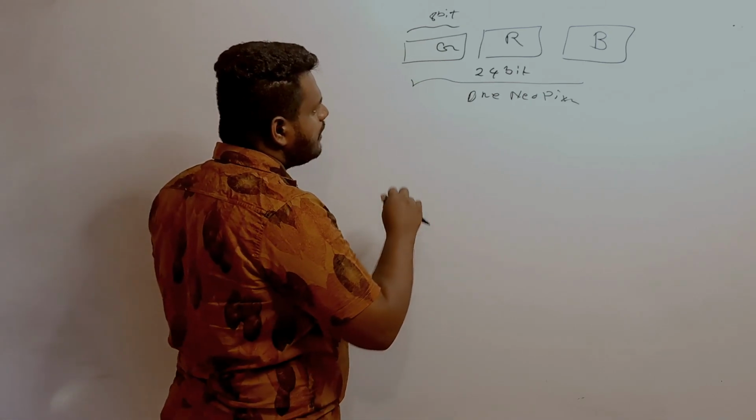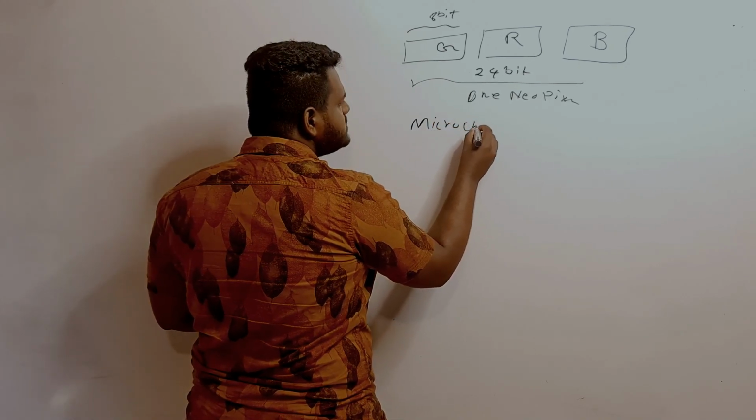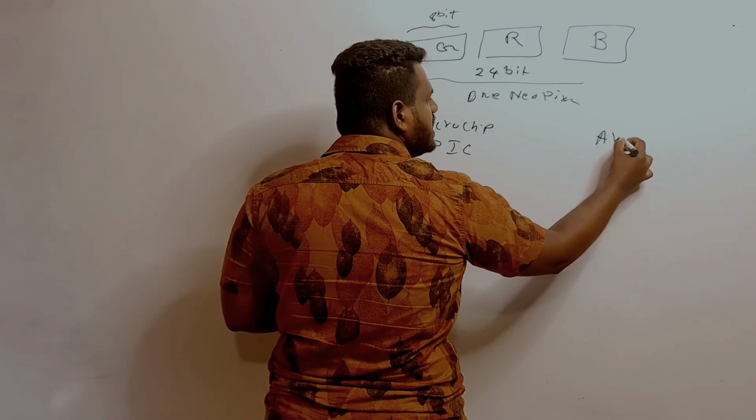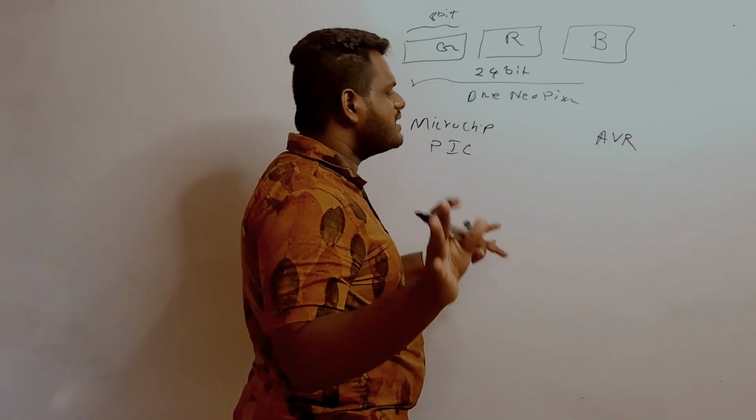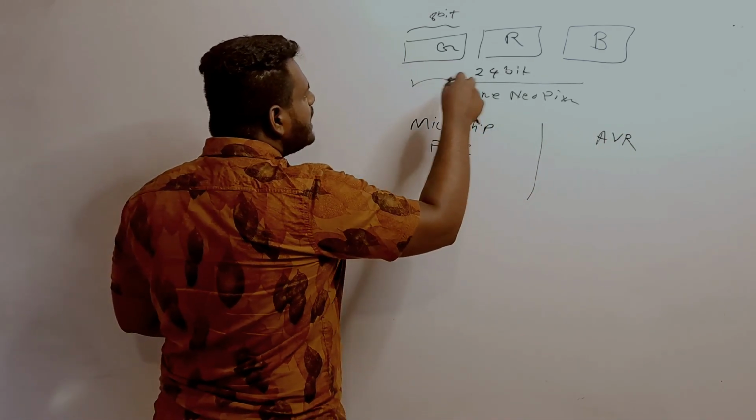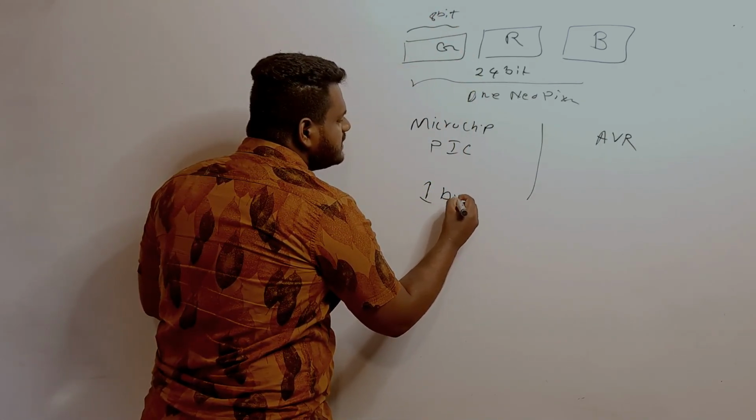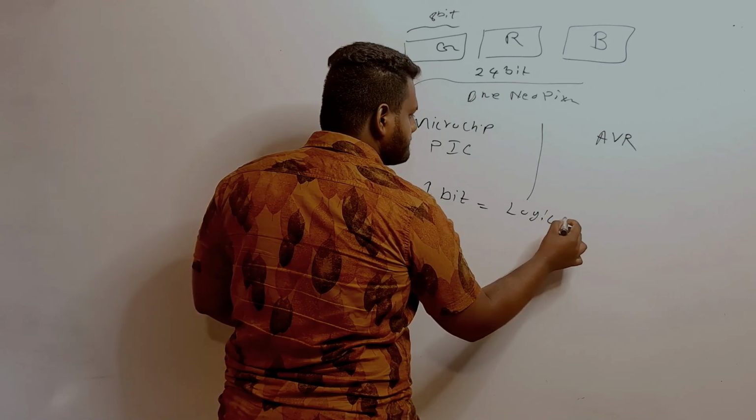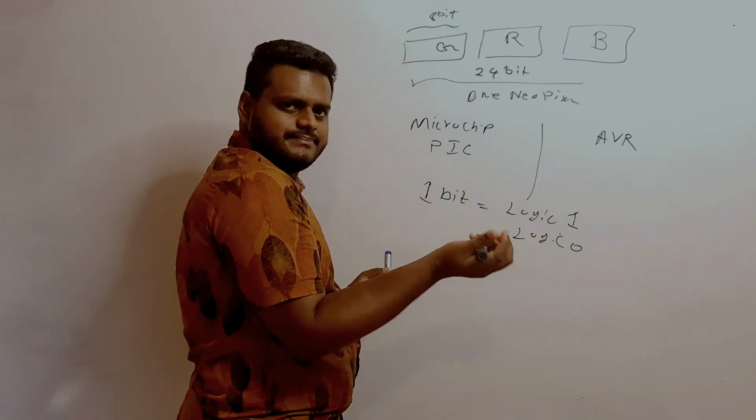So in Microchip PIC microcontrollers, and considering any other, let's take AVR, ATtiny85, Arduino, and so on, the main problem is writing this 24-bit data. We know one bit consists of some sort of data logic, right? Logic 1 and logic 0. Simple.